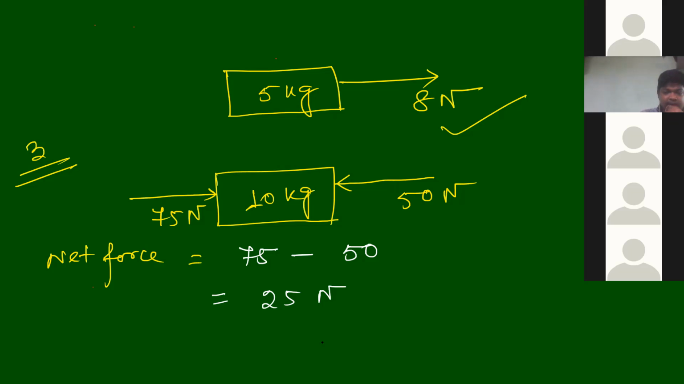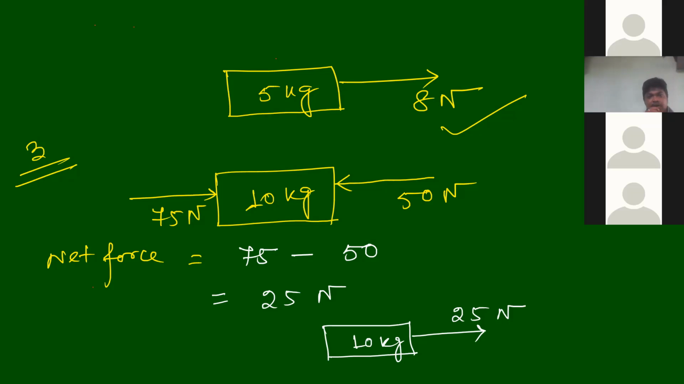Now you can write down the final diagram: this is the object with a mass of 10 kg, and the net force acts on the object in the right direction, 25 Newton. Are the questions understandable and easy for you? Is there any doubt? These are numerical type questions. They will give you the diagram, you have to calculate the net force, and you have to mention the direction of the net force in the diagram. That's why I'm giving you some examples.